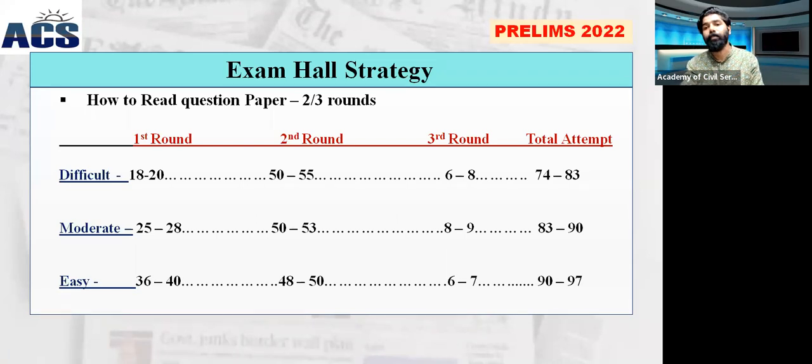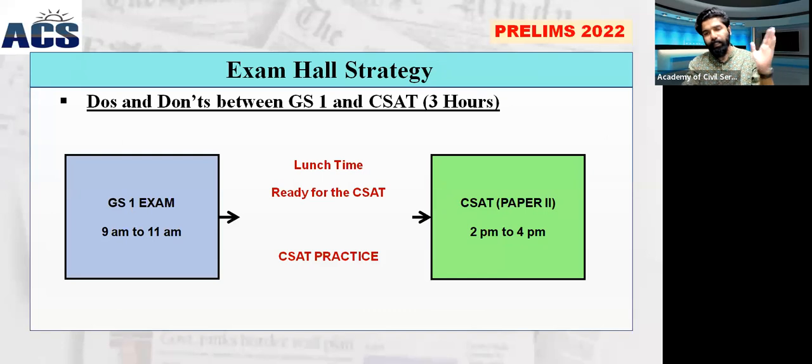Second round, the maximum number of questions we are attempting. Third round, the remaining which we have kept in. Then between the GS1 and 3 hour, we will never discuss. We will never go for discussion on GS paper. Only we'll study on the CSAT or not.